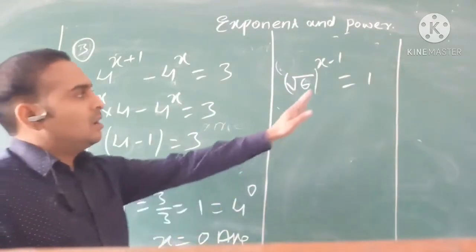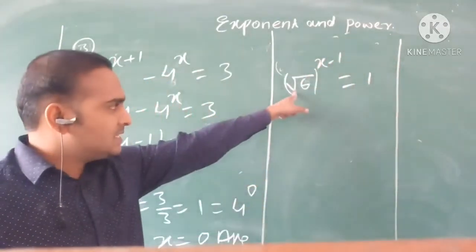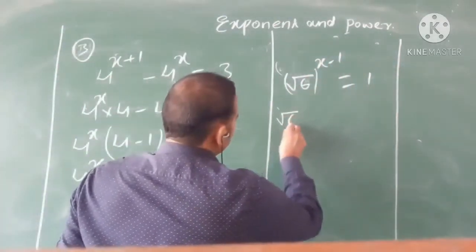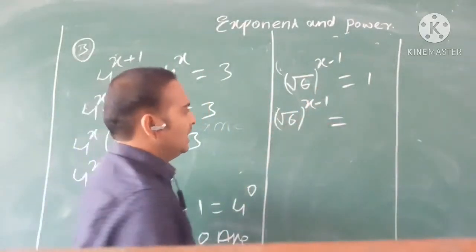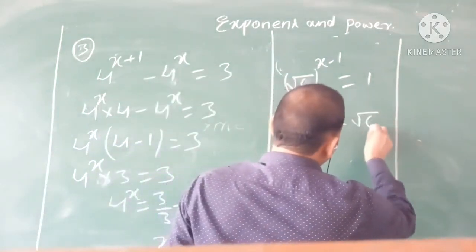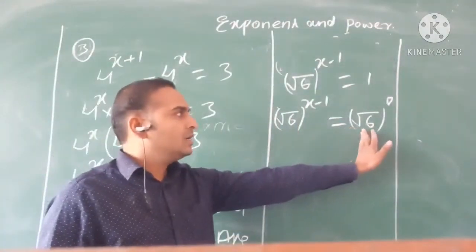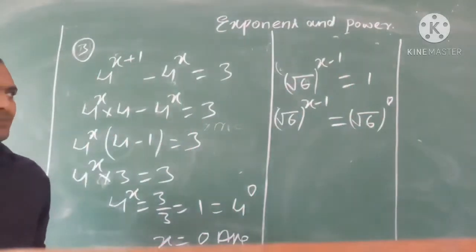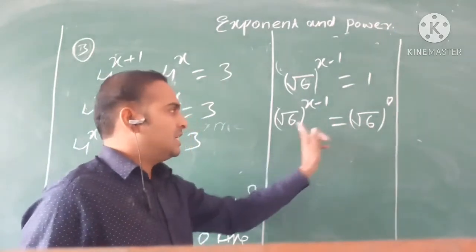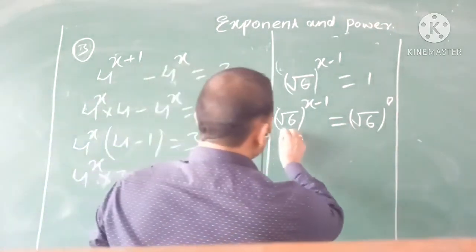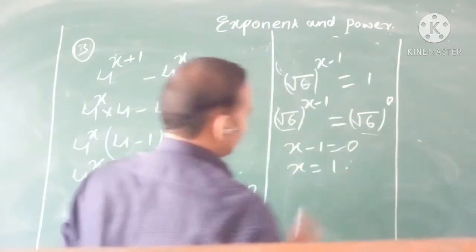As we know, power 0 of any number is 1. And the base is root 6. Root 6 to the power x minus 1, and the base is root 6, so root 6 to the power 0, that is 1. What should you write? Root 6, because here is root 6. And here the bases are same, so powers are also same and x equals 1.